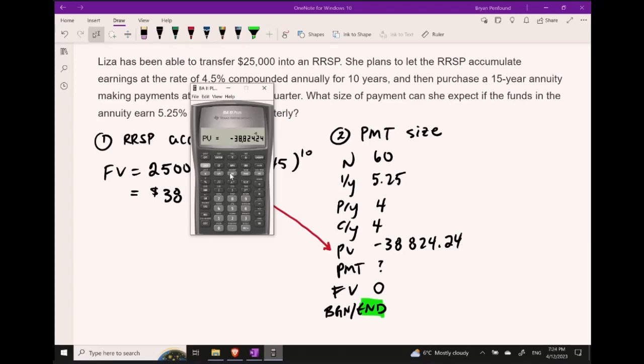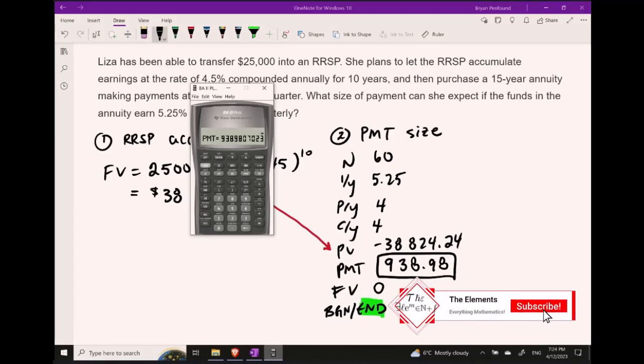Now we're going to calculate the PMT. I'm going to put 0 in for FV here, and that should allow us to go ahead and compute the payment size. And doing that gives us an equal-sized payment of around $938.98.